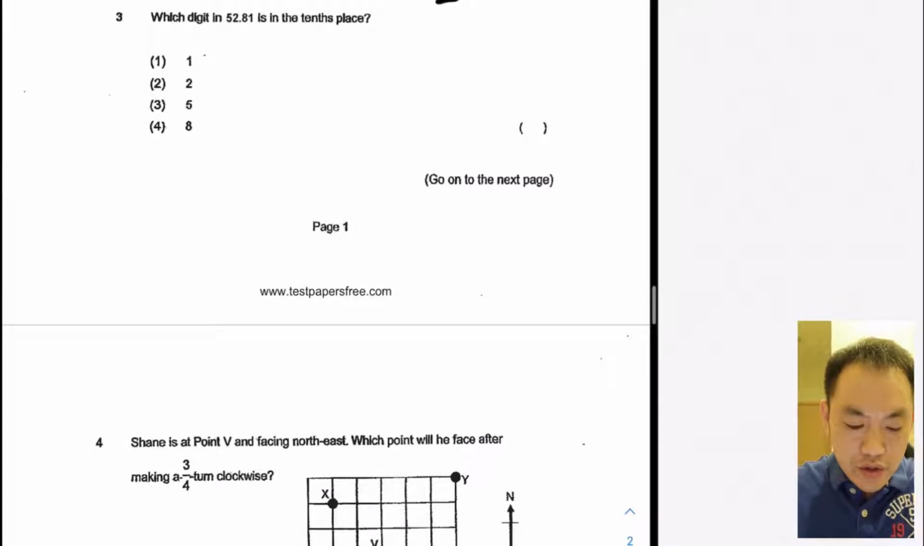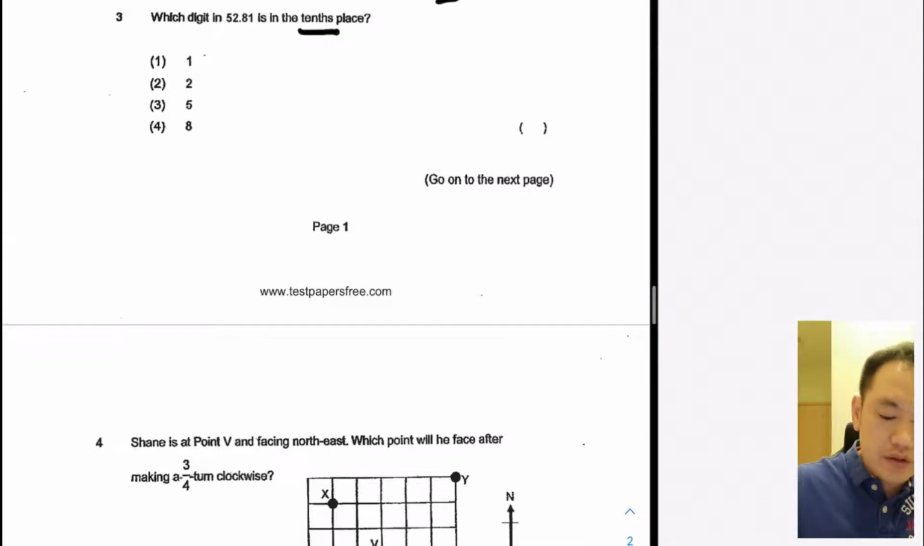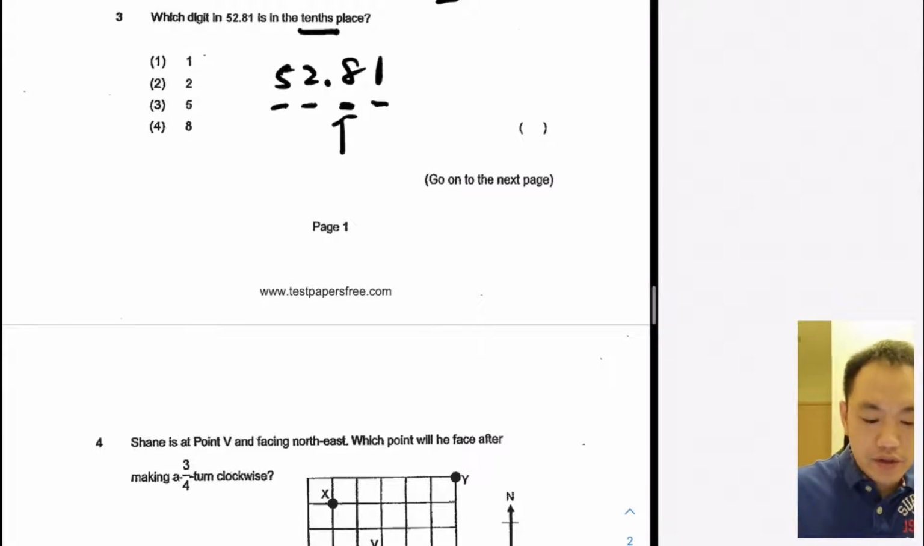Question 3. Which digit in 52.81 is in the 10th place? So let me underline the question, 10th place. Okay, so it's pretty straightforward. 52.81. So this is the 1's place and the 10th place, and 10th means the position after the decimal point. So this is the 10th place, and then 1 is in the 100th place. So the 10th place is here, 8. So the answer is 4, 8.